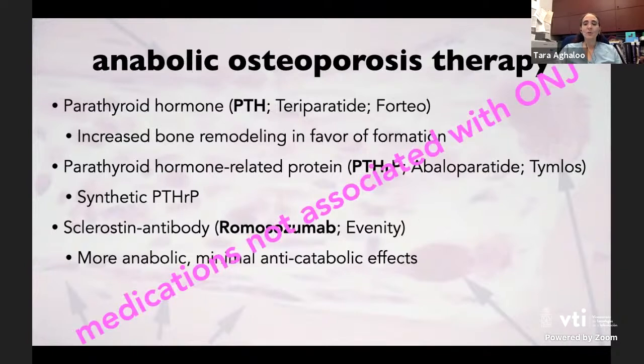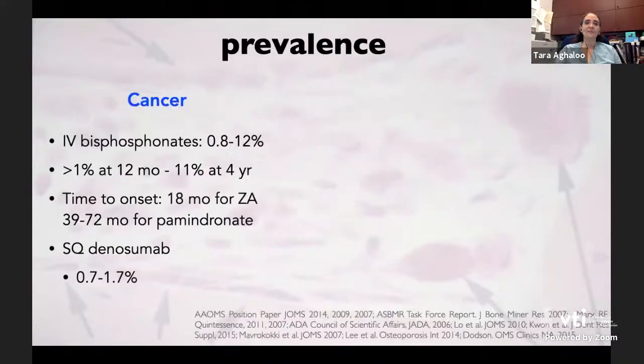And so, super important. Again, I have to discuss this a lot with patients and with a lot of dentists that will refer patients, because these medications are very different, even though they're a treatment for osteoporosis. So let's talk about the prevalence of ONJ.